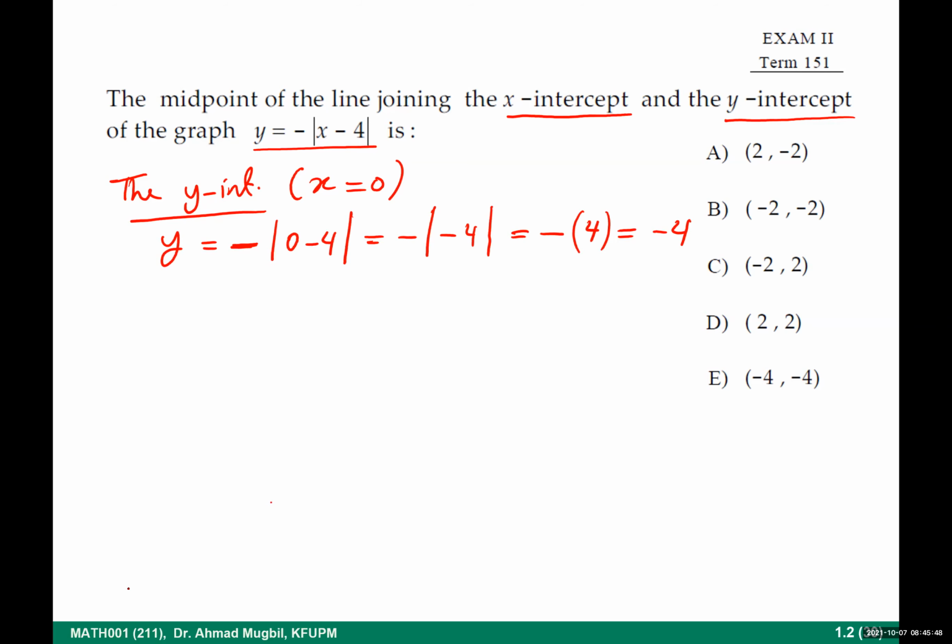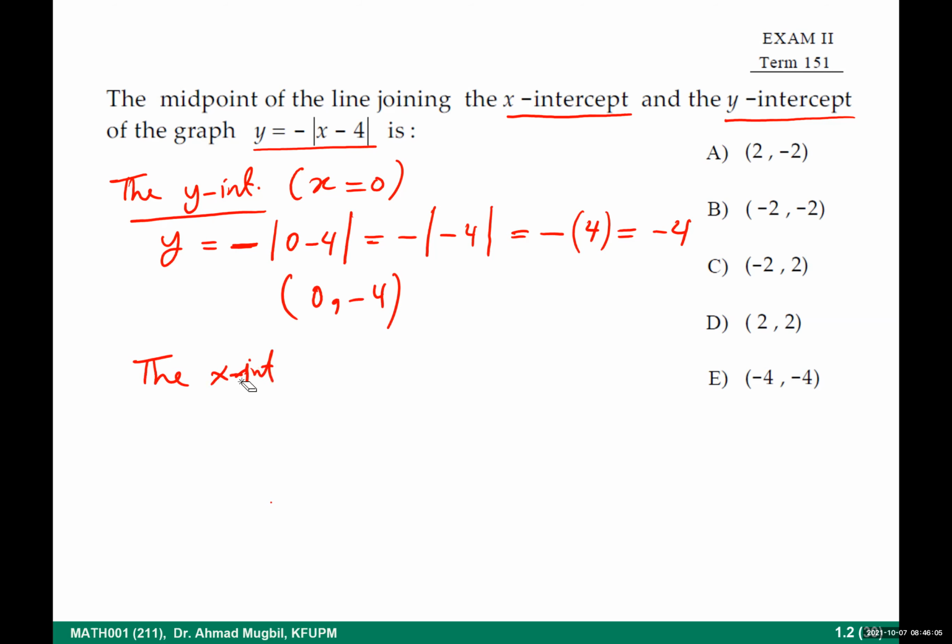The y-intercept is the point... I was planning to change the color. So here the y-intercept is (0, -4). This is the point. Now let's go find the x-intercept.